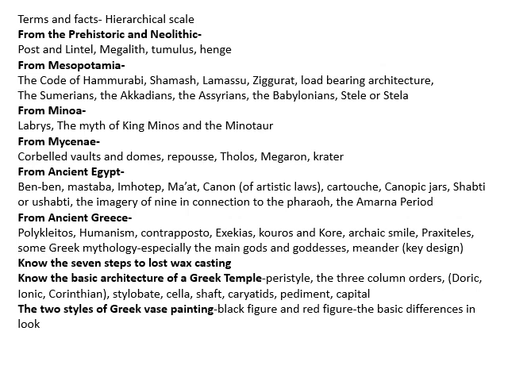Contrapposto is that stance and that walking sort of way that the hips and the shoulders run opposite each other in the angle, so that it makes it look like the human is actually moving a little bit more naturalistically. Exekias is one of the black figure painters on the black figure Greek pottery.